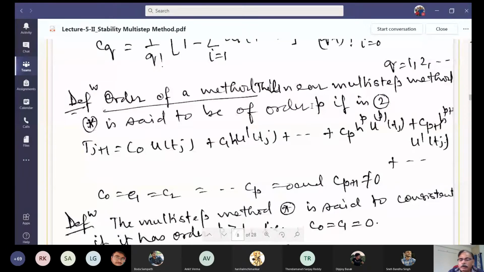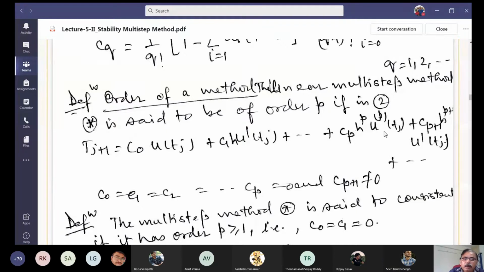We have seen from the beginning that a multi-step method is of order P if C0 is 0, C1 is 0, up to CP is 0, but C(P+1) should not be equal to 0. Then this will be an order P method, because the local truncation error will be order h to the power P+1, so divided by h, that will be order P. Is that clear?